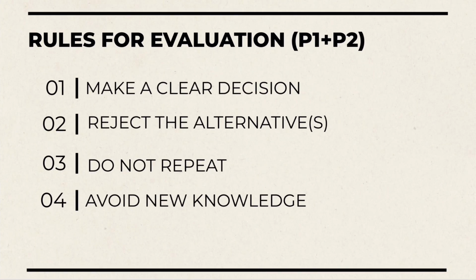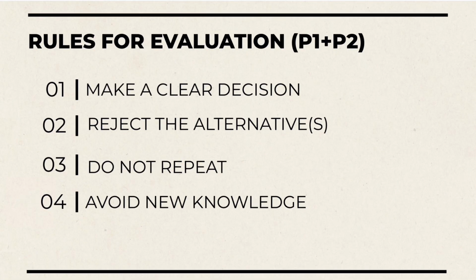Firstly, here are some rules for evaluation for paper 1 and 2. 1. Make a clear decision. 2. Reject the alternatives. 3. You will not be awarded any additional marks for repeating anything that you've already written. And 4. Avoid new knowledge points.